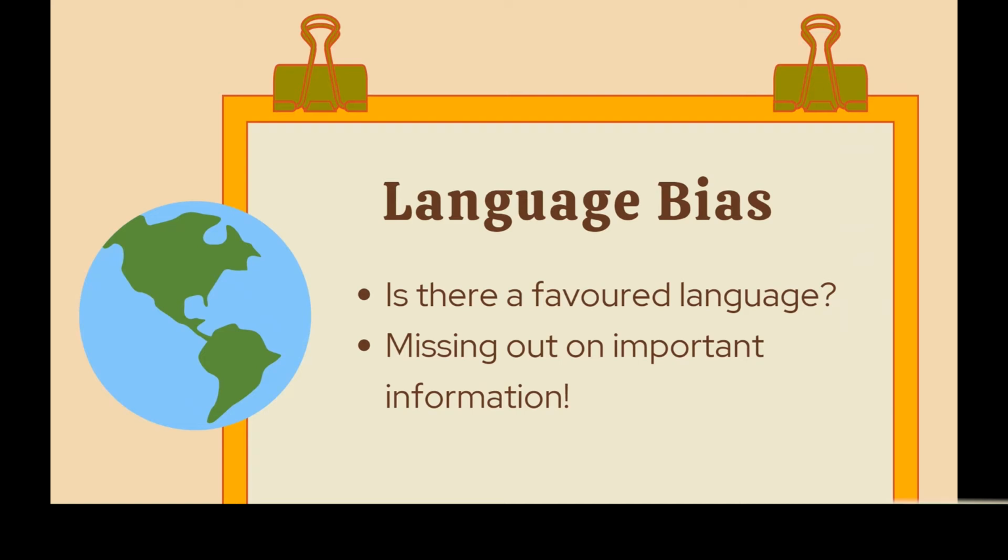Language bias can also relate to where the information is being published. For example, an article published in a smaller non-English language journal, which may not be available on certain databases.